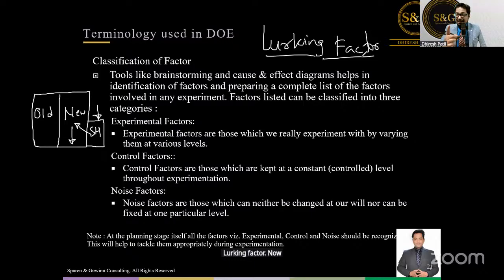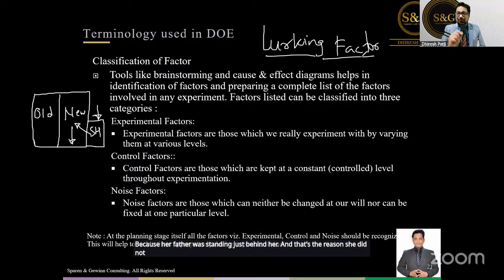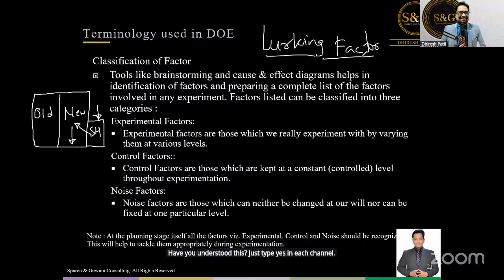Now, in our earlier experiment with Vijay, Sanjay, Ajay, there was one time when Ajay was alone, but Sia did not smile because her father was standing just behind her. That's the reason she did not smile, and that was a lurking factor. Have you understood this? Just type yes in the chat box. So a lurking factor is a factor which we never consider in our experiment, but that can have an influence.